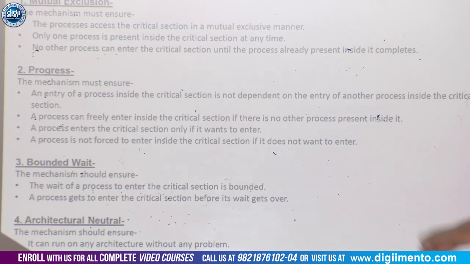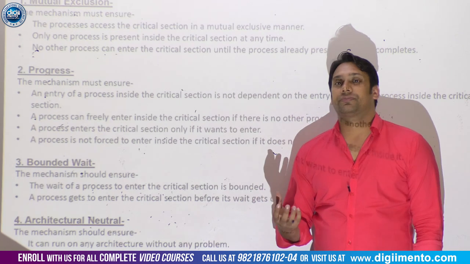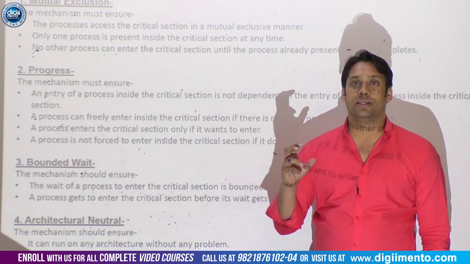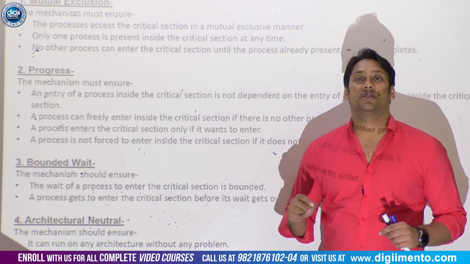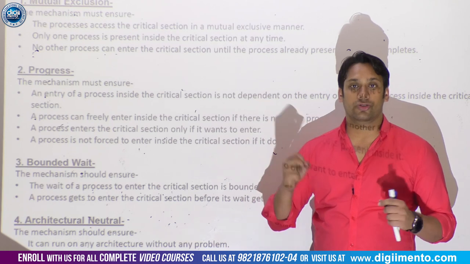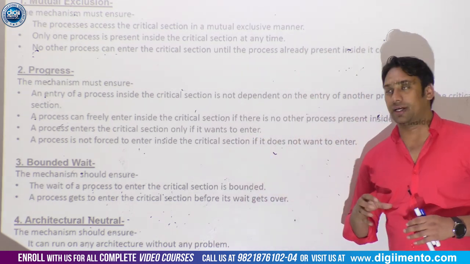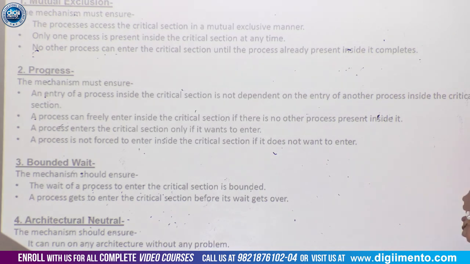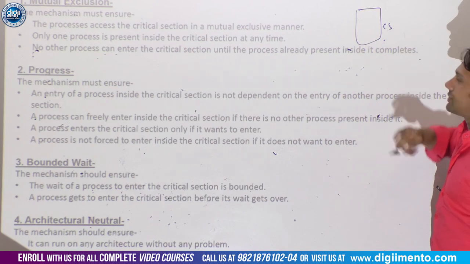Okay. Next is progress. Progress means if there is a process that might want to enter the critical section, then the other processes who are not trying to enter the critical section should not stop that process. ठीक है, देखो, let me represent these things to you diagrammatically. Diagrammatically आपको ज़्यादा better समझ में आएगा. देखो, let us assume this is your critical section.